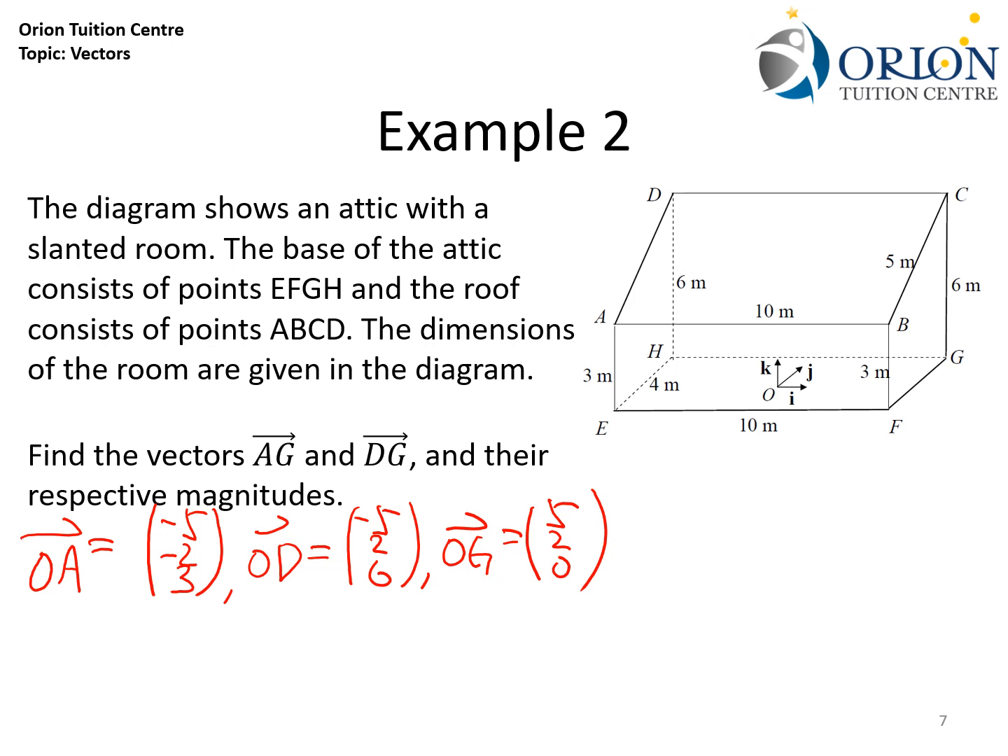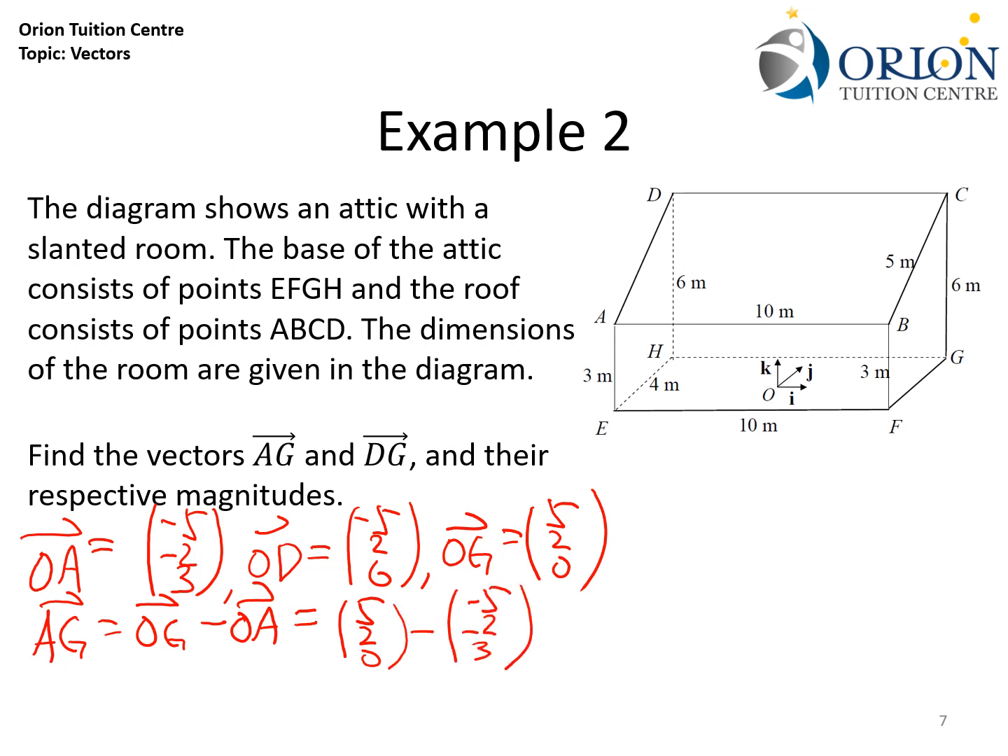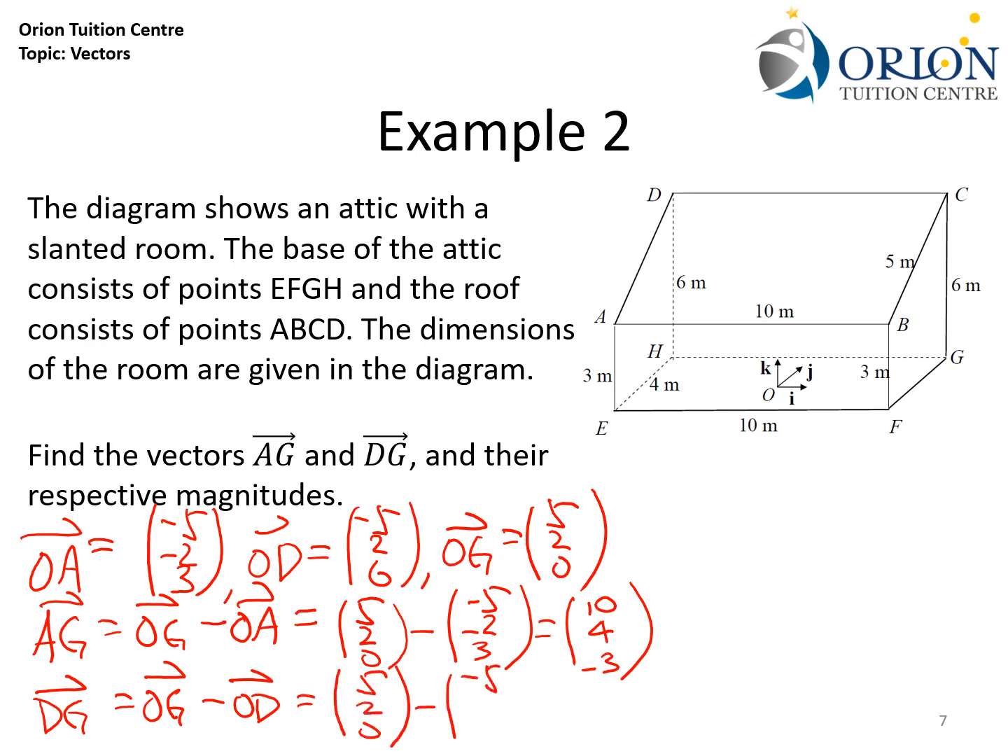And therefore, vector AG can be found using vector OG subtracting vector OA, which becomes 5, 2, 0 minus negative 5, negative 2, and 3. And this gives us 10, 4, minus 3. Likewise, DG can be found using OG minus OD, which is the same as 5, 2, 0 minus negative 5, 2, and 6, which gives us 10, 0, minus 6. And with these two vectors found, we can find out their magnitudes very easily.